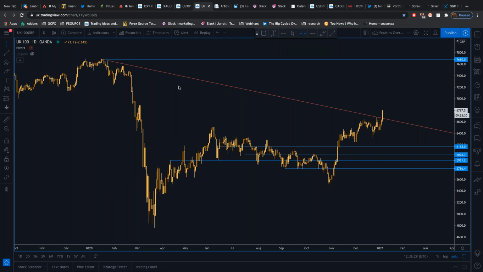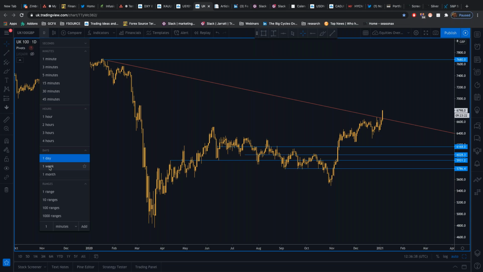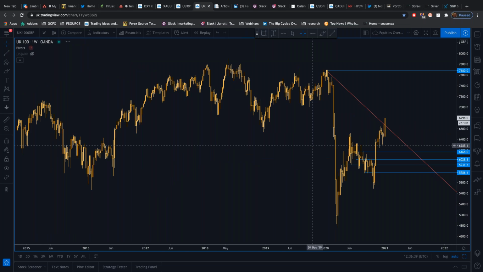Now, stay above this trend line. Trend lines can be very simple ways of trading. This is a daily chart. If you go to the weekly chart, you'll see this on the weekly. This is a weekly time frame, which I entered on.